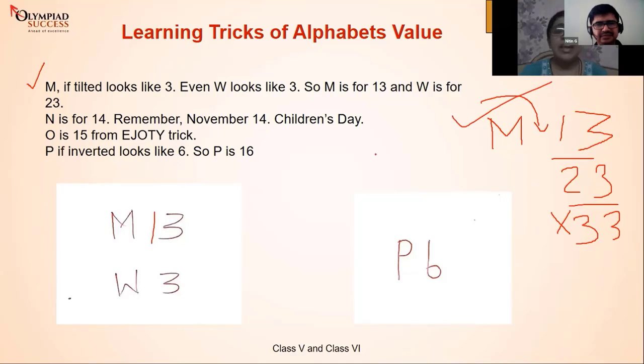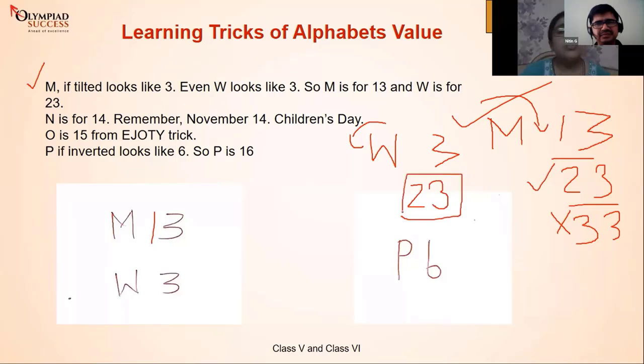Now just like M, we also have W, right? And if I rotate this W, I'll still get a 3. And as you know that C has already occupied 3, M has already occupied 13. So the only place value left which is ending with a 3 is 23. And we know that because W is near Z also, W will have the place value of 23. So that's how we can remember the place value of M and W easily.